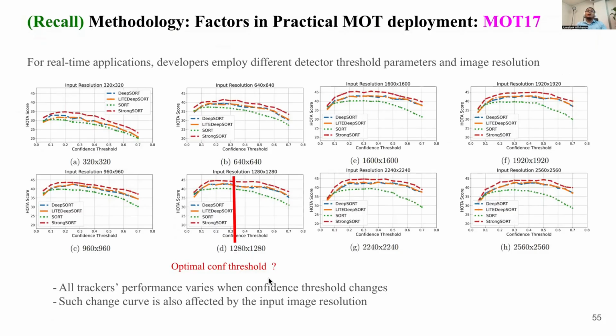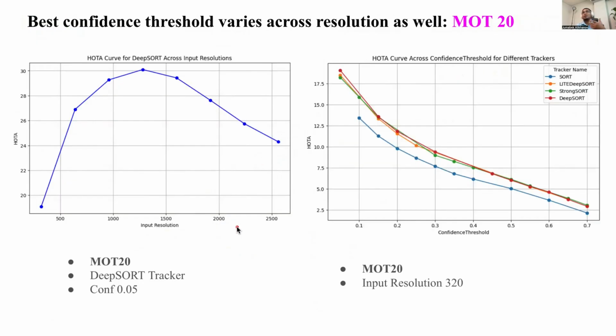So please recall, this is what we proposed before. What it says, I mean, we showed before, is that all trackers' performance varies when the confidence threshold changes. That's why we have to find the optimal confidence threshold. But how? Because it depends on the scenario as well, right? For MOT17, maybe this is the optimal confidence threshold. But if you go to MOT20, maybe something smaller is the optimal confidence threshold.